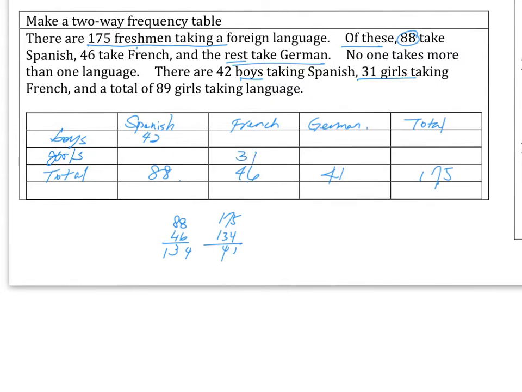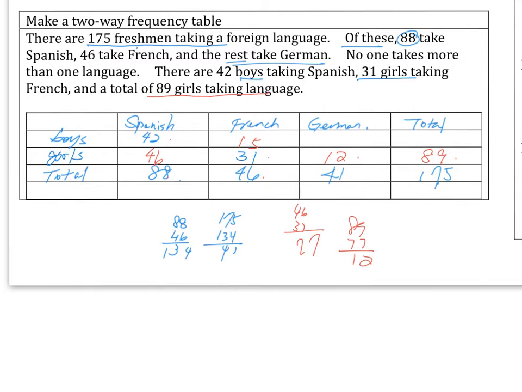Now we can calculate the number of girls who take Spanish by taking 88 and subtracting 42, which makes 46. And same thing for the next column for French. 46 subtract 31 makes 15. And then here, it says that a total of 89 girls are taking language. So I could add this information here. And 46 plus 31 makes 77. 89 subtract 77 makes 12.